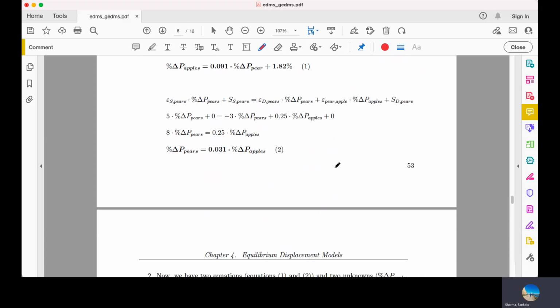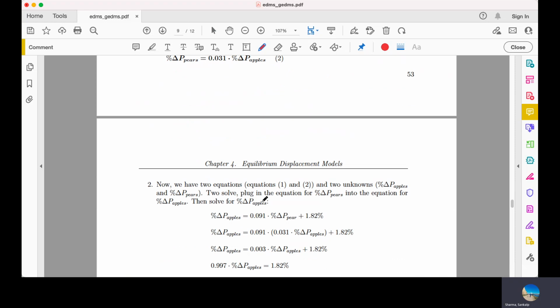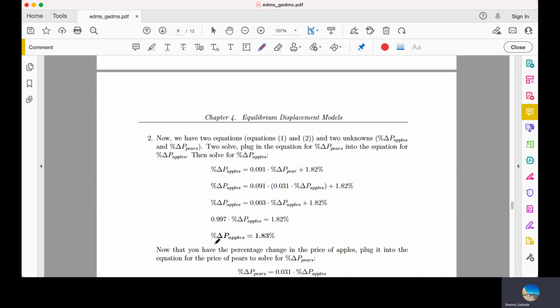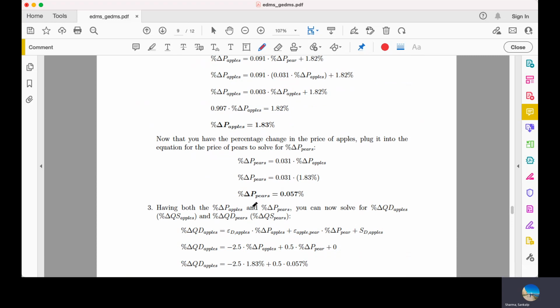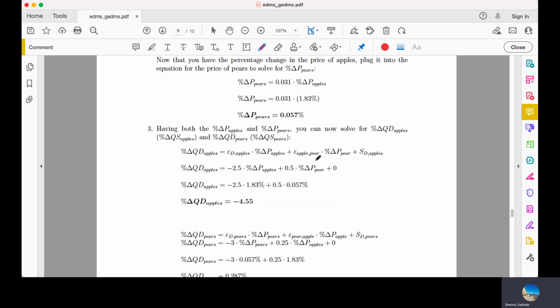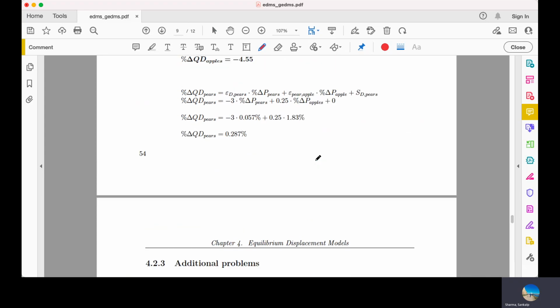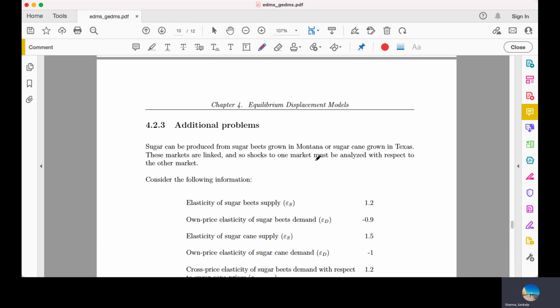So when you have two equations and two unknowns, you can solve those two equations, and you can first calculate the percentage change in price of apples, and then the percentage change in the price of pears. Having both, you can now solve for the percentage change in quantity supplied of apples and the percentage change in quantity demanded for pears. So that's essentially how those changes in quantity demanded come into play.